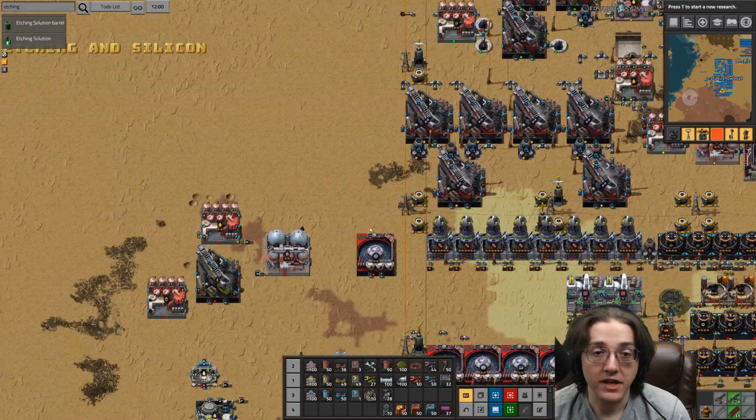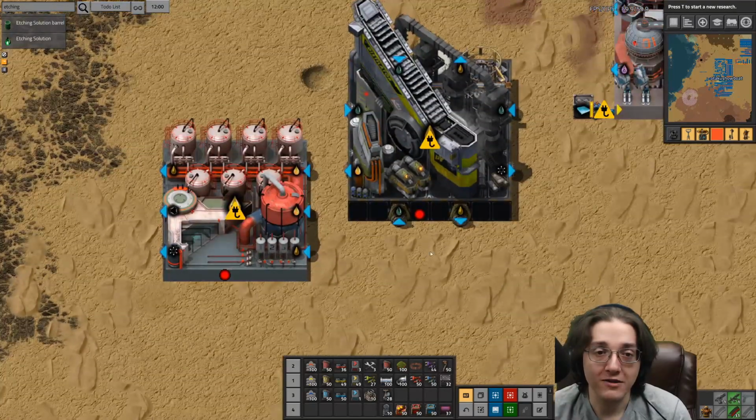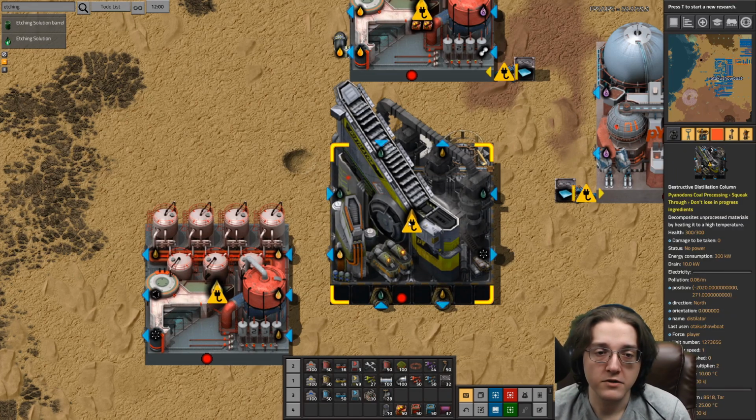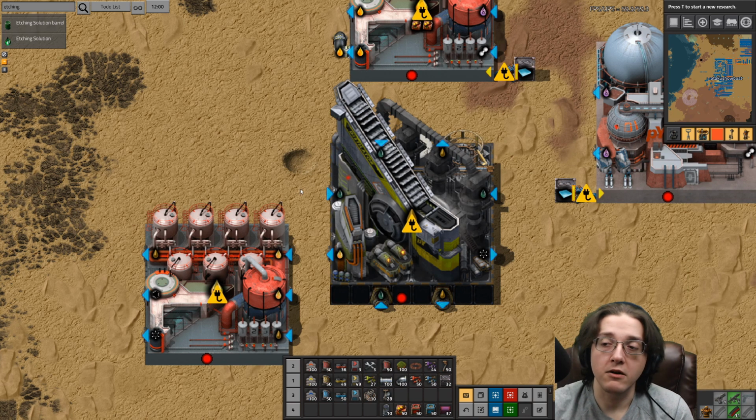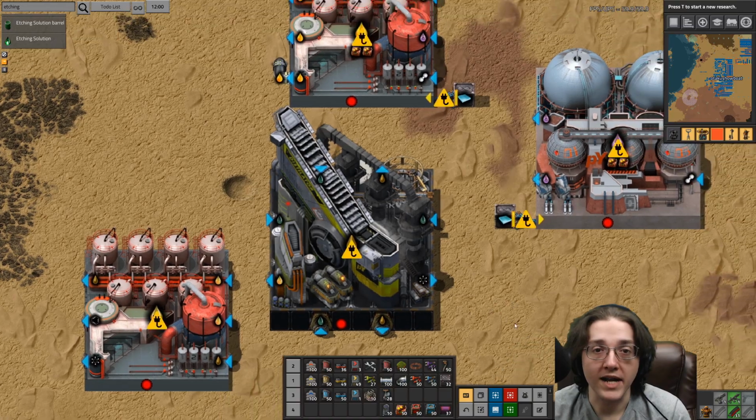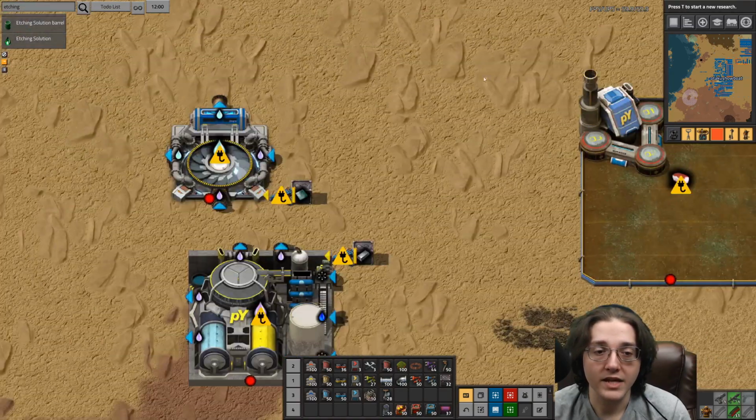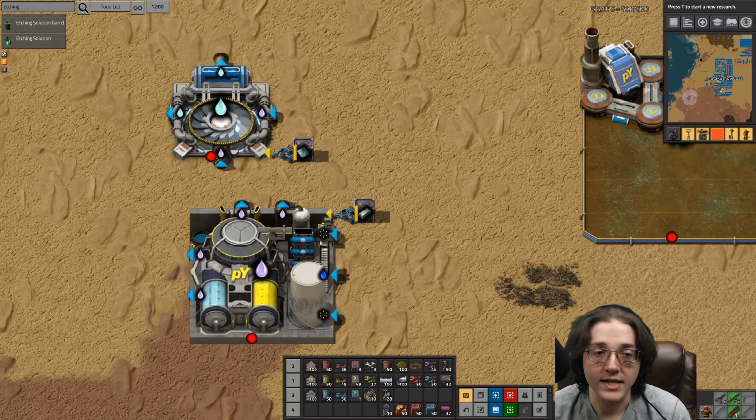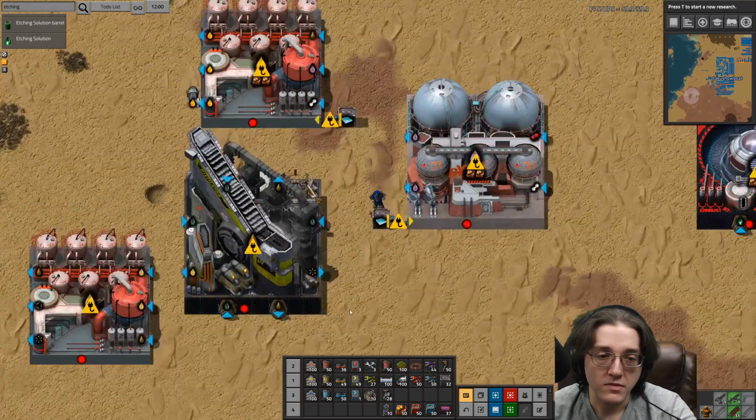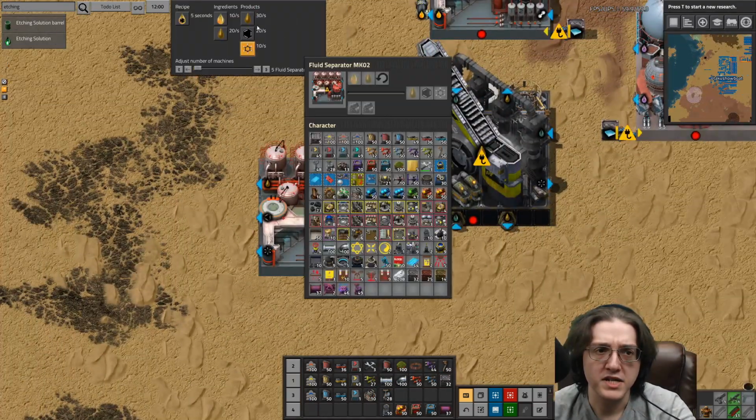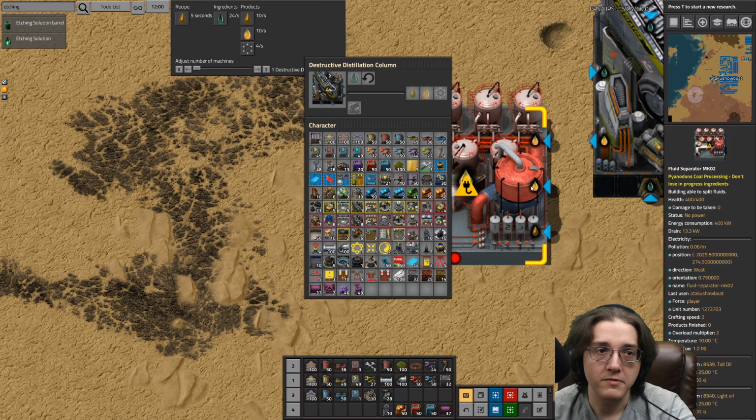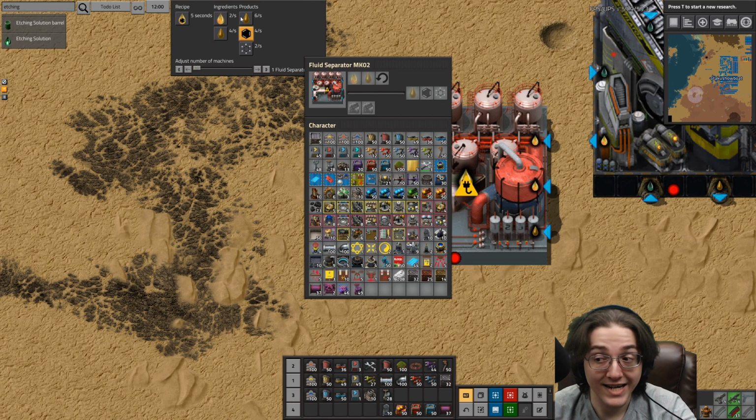So you can actually get light oil pretty much just from water, because there is a recipe in the destructive distillation column that converts tar, which we've discussed extensively how to get infinite supplies of, into light oil, tall oil, and a little bit of aromatics. Hint. You can take the tall oil and light oil from here, and you can shove it into this fluid separator. It'll take a bit of your light oil and your tall oil. Tiny fraction at this point.